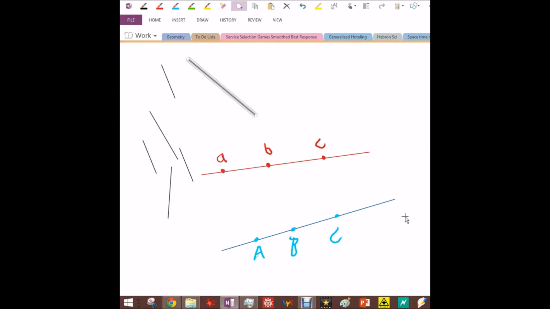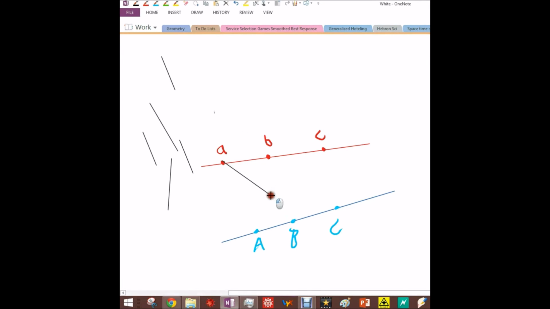So basically what the result says is this. If we have three collinear points, little a, little b, little c, on a red line, let's say, and we have three collinear points, big A, big B, and big C, on a blue line, and we do a certain construction, then we end up with three more collinear points. So what is the construction? Well, the construction works like this.